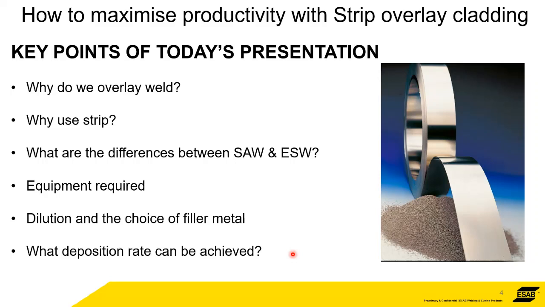And we'll just go over again briefly what are the differences between these two processes, submerged arc welding and electroslag welding. Now, electroslag welding has been around a long time, but this is electroslag welding specifically for weld overlay. What equipment is required? Dilution. What is dilution? How does it affect the process, and what can you do to compensate for it, basically, and what deposition rate can be achieved? We're talking about maximizing your productivity, so what is the maximum that's available?